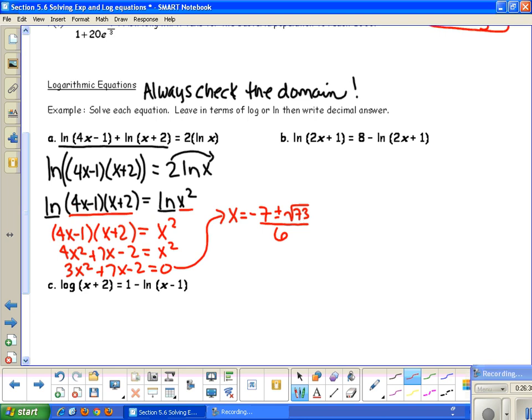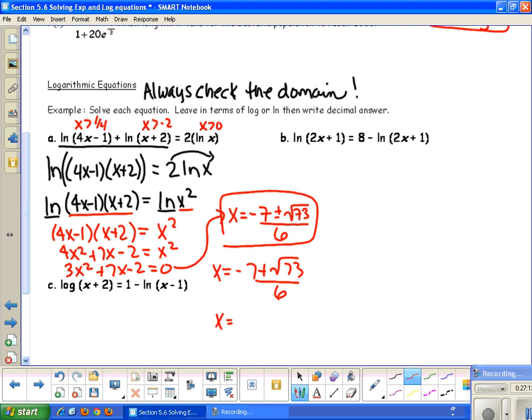Right here for this first part, if we set 4x minus 1 greater than 0, you would get x has to be greater than 1/4. Here, x has to be greater than negative 2. And here, x has to be greater than 0. So look for the one that's the largest, and that's the one you're going to go by. So x has to be greater than 1/4 in this case. Now, that means we're going to have to find the decimal of each of these: negative 7 plus root 73 divided by 6 and negative 7 minus root 73 divided by 6.